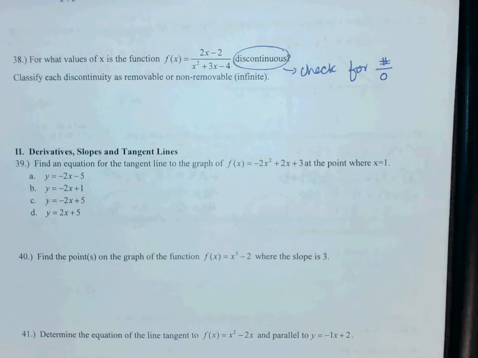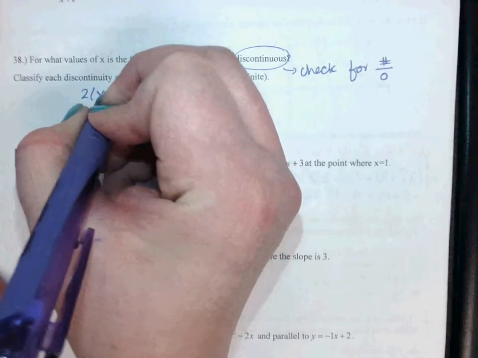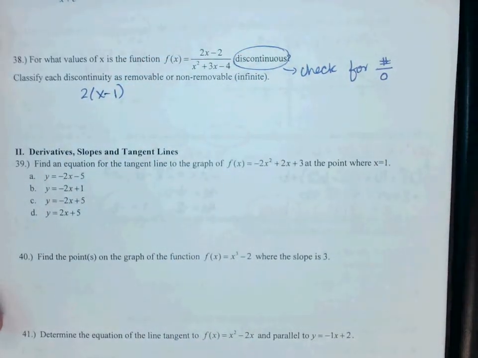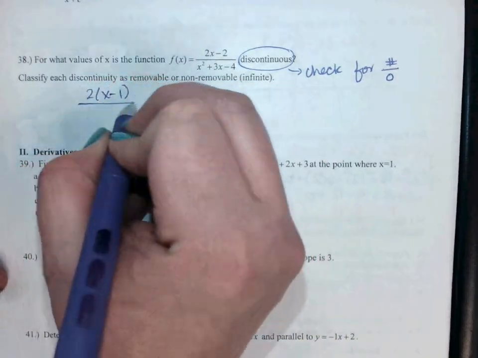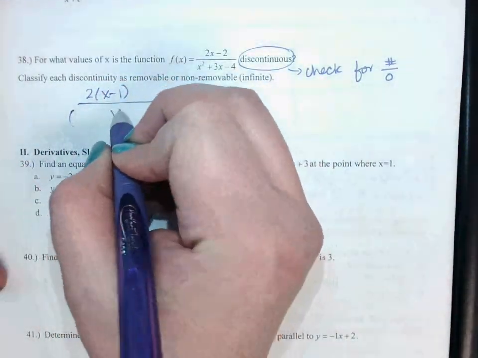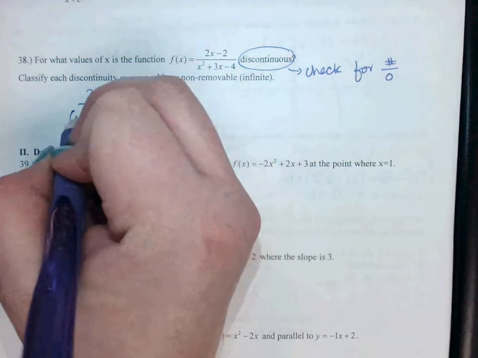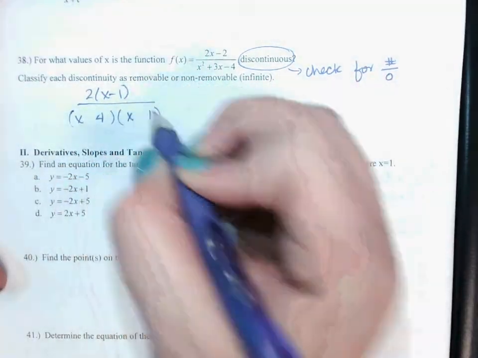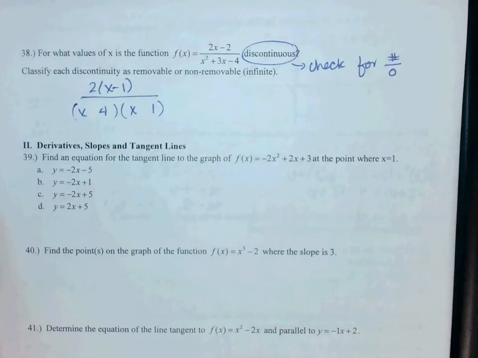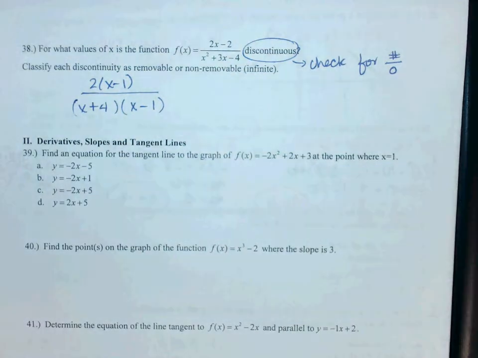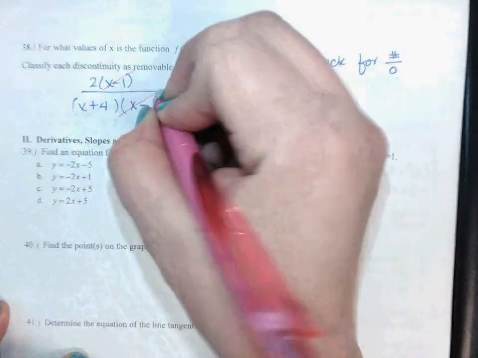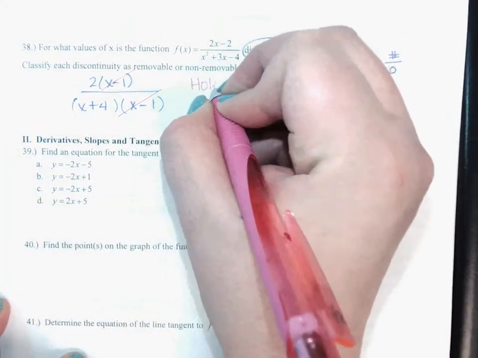So, when I factor the top, what can I pull out of both? So, an x minus 1 will be left over. From the bottom, what will multiply to negative 4 and add to 3? Okay, 4 and 1. And then which one needs to be positive, which one needs to be negative? 4 is positive, 1 is negative. Okay, the factor that crosses out creates a what in the graph? Hole. Where will the hole in the graph be?